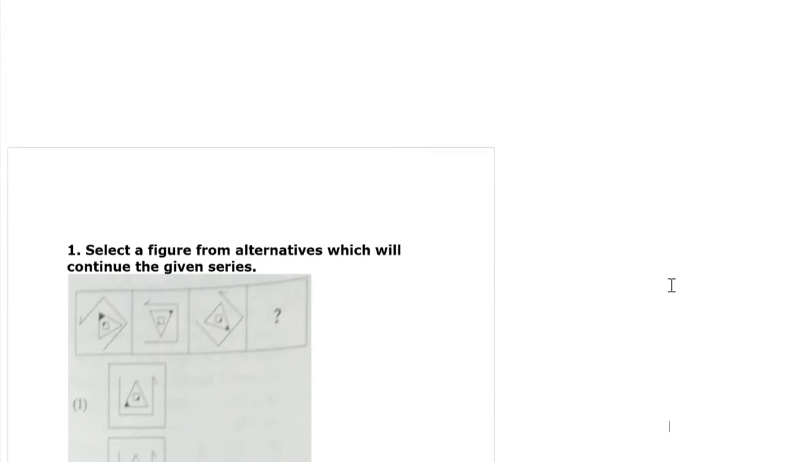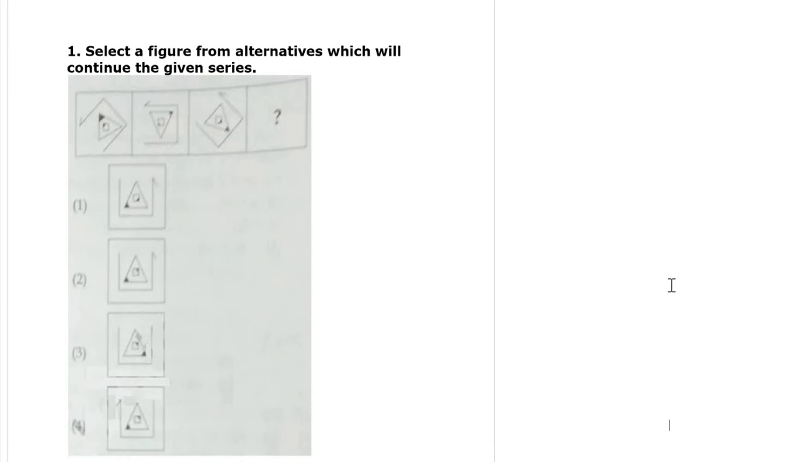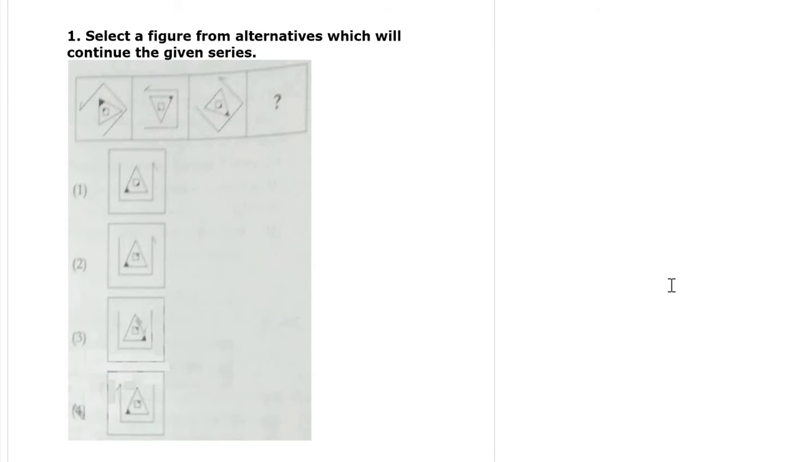So question number 1. Select the figure from the alternatives which will continue the given series. So it is a pattern. We have to analyze this pattern and understand what will be in the next, the fourth square. First 3 figures are given. We have to identify all the figures one by one. First I am checking the bigger one, the first one. So it is here and then it keeps rotating like that. So the next turn will be here.